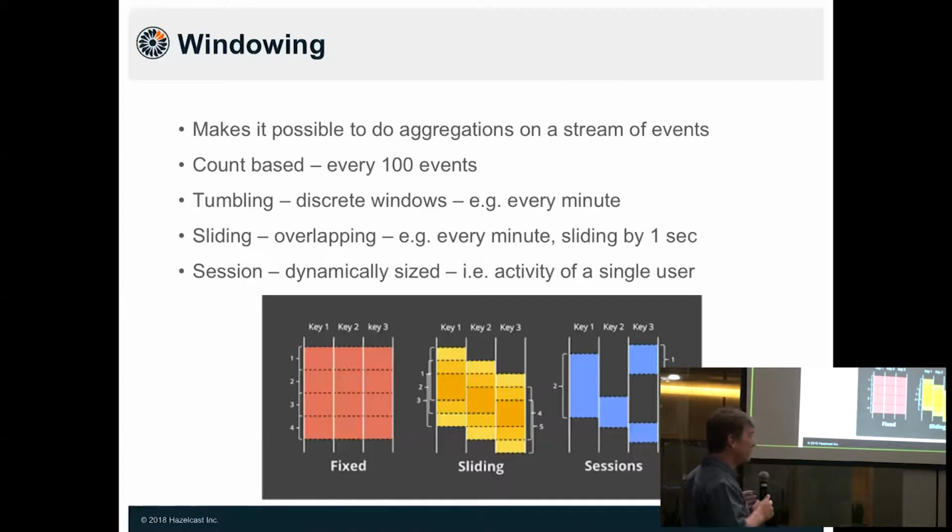So we built some out of the box. These fixed windows are the simplest. It's just boom, boom, boom. It's also sometimes called a tumbling window. And you just have this window and you cut it off.